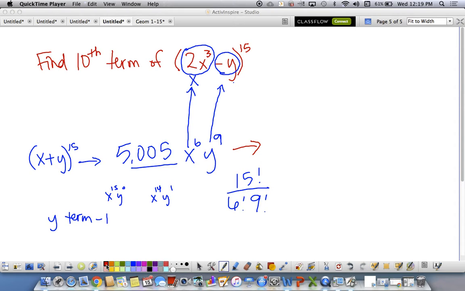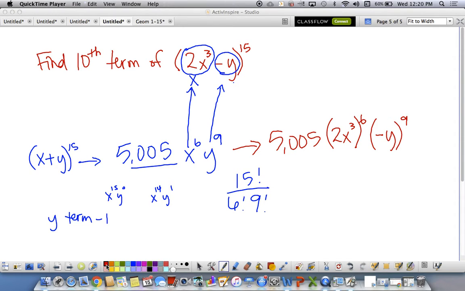You're still multiplying it by 5,005, sorry. Times 2x cubed to the 6th times negative y to the 9th. But the cool thing is, don't those exponents just add? Not when you're raising an exponent to an exponent. That's multiplication.